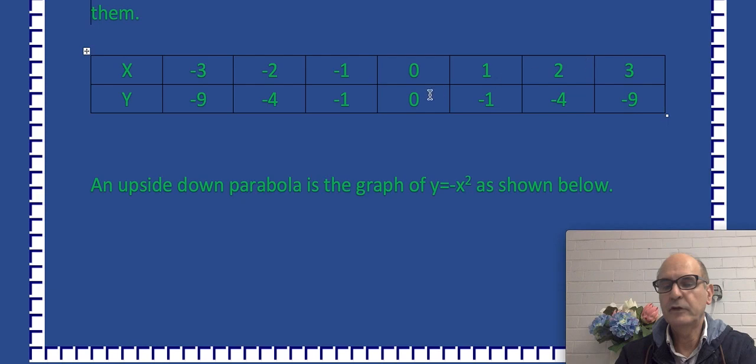And we continue with the other ones as well. As you can see, all y values now are negative. Again, this is one point, x minus 3, y minus 9. This is another point, x minus 2, y minus 4, and so on. Now we plot those points.